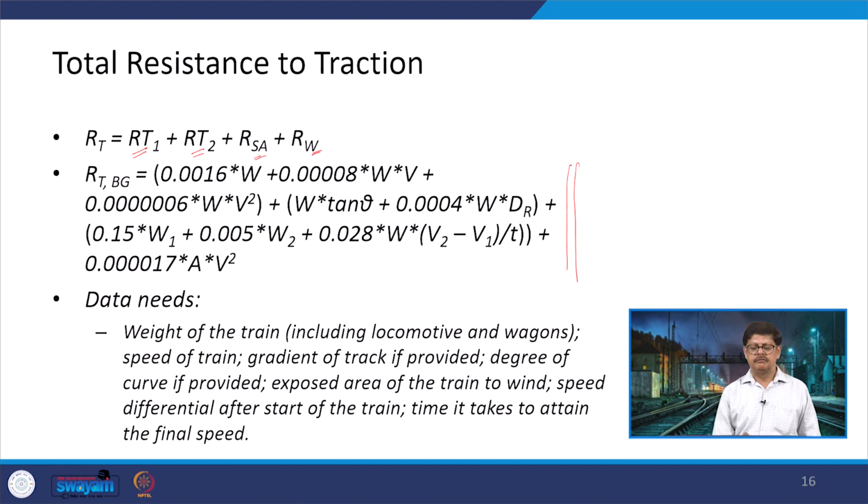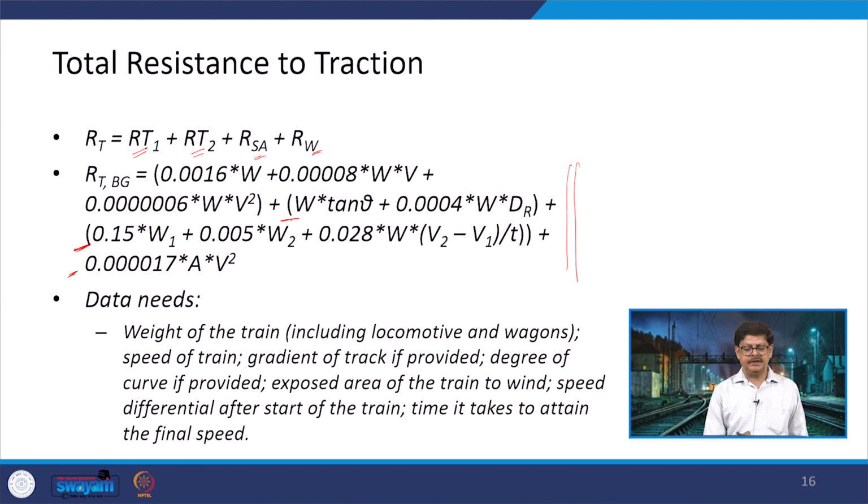So, we got formulas for the RT1, then the second set from here is for RT2, then the third set from here is for RSA condition, and then finally we have the wind resistance. So, if this is a situation which is happening and we have to calculate the resistances to the traction, then what are the requirements of the data?